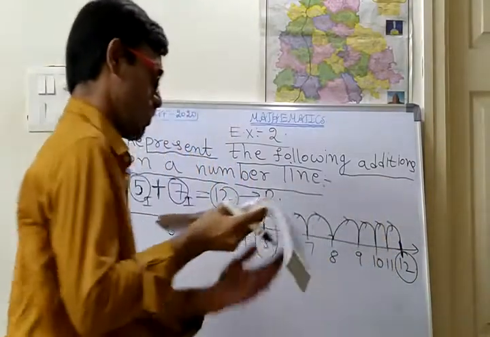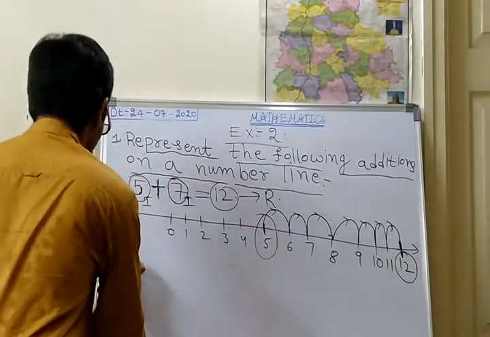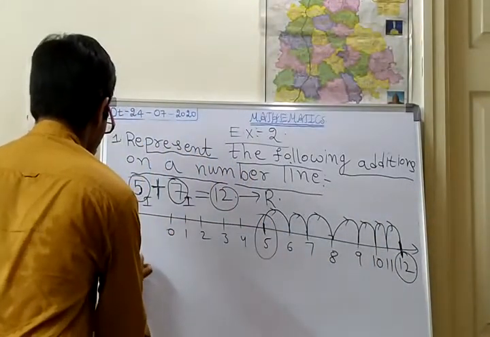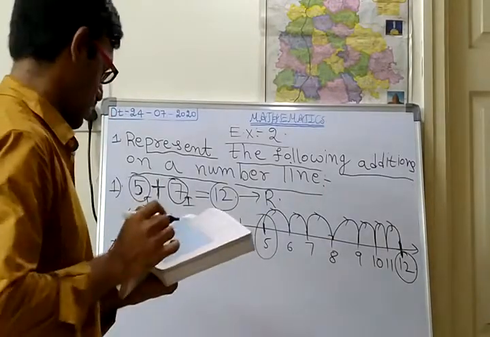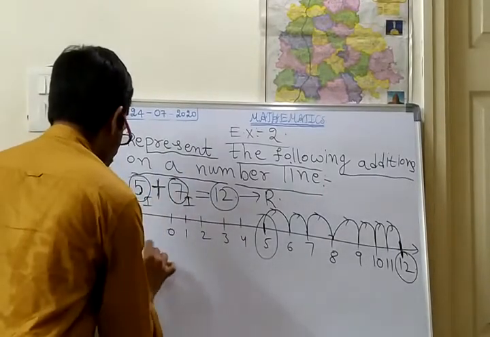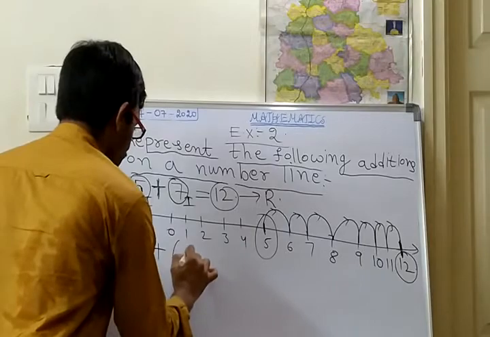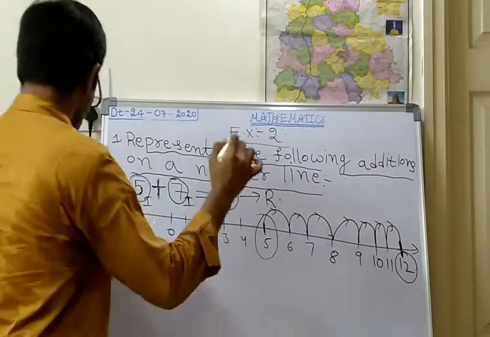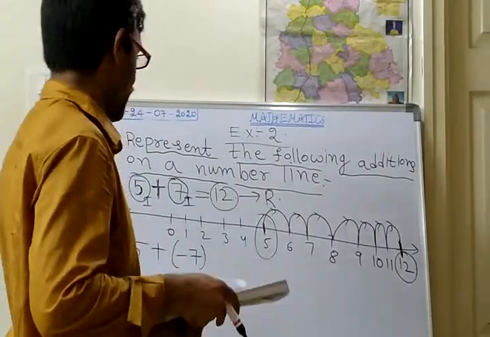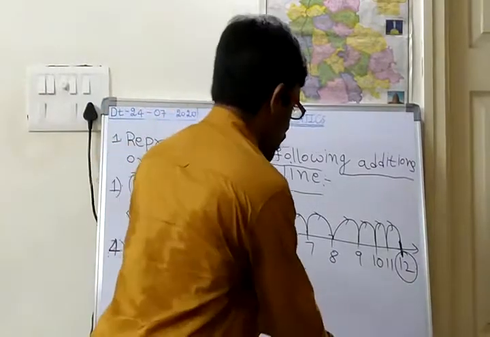Which problem I will say? The fourth problem I am saying. So what is the fourth problem? 5 plus of minus 7. Okay, so how do we have to do this problem?